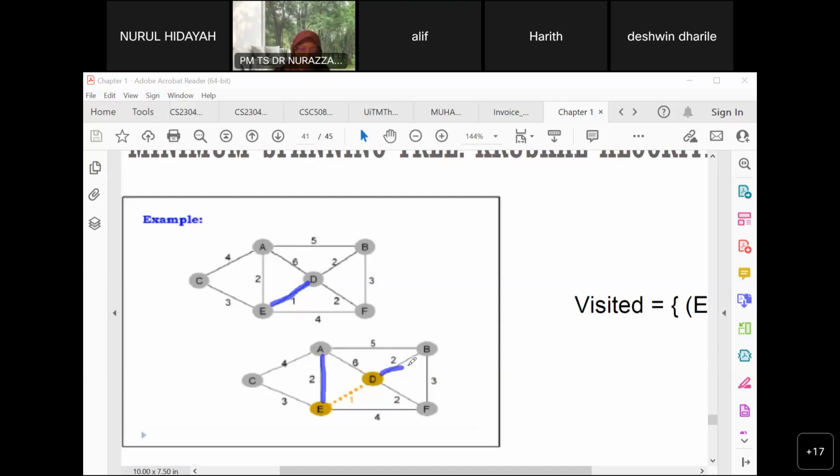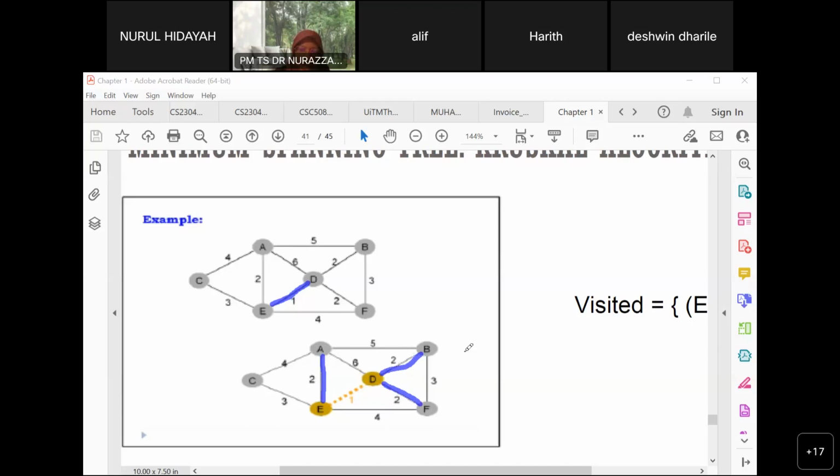Saya boleh select tak? Dia belum select. Saya boleh select, dia cos cycle tak kan? Okay, saya boleh select. And then D to F. Can I choose this edge? Dia ada cos cycle tak? Tak ada kan? Dia belum select lagi. Okay. So, selesai. Habis dah yang 2.